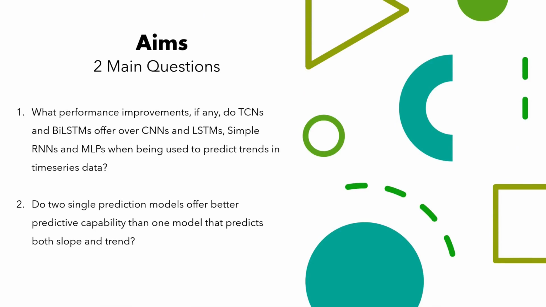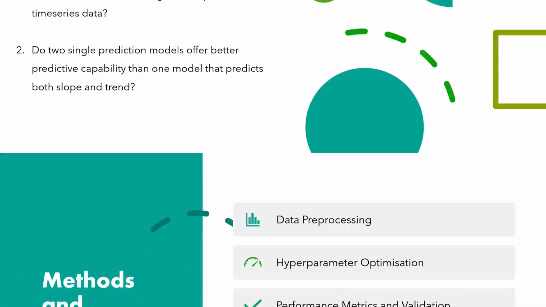We can summarize the aim with 2 main research questions, which are: what performance improvements, if any, do TCNs and Bi-LSTMs offer over CNNs and LSTMs, simple RNNs and MLPs, when being used to predict trends in time series data? And do 2 single prediction models offer better predictive capabilities than one model that predicts both slope and trend?